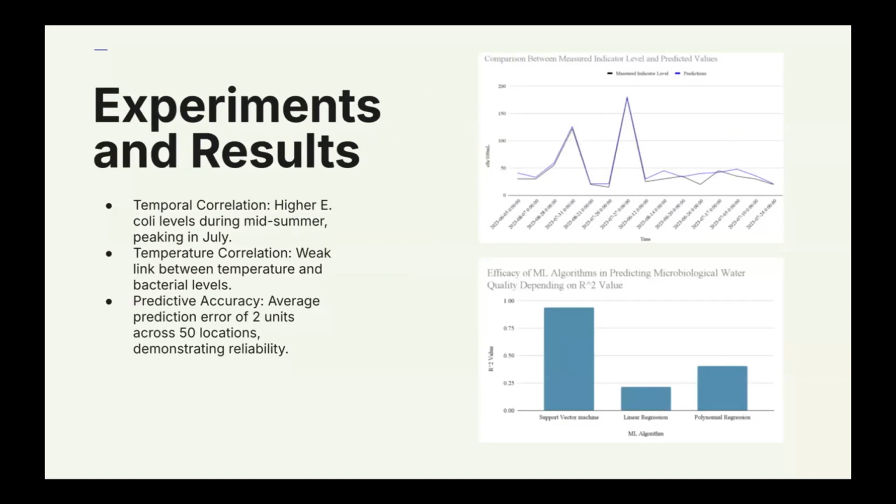Before I move on, I want to talk about 2 other experiments that we did. So as you can see on the graph on the right, we also did several experiments that tested which algorithm works best for our application. So which algorithm returned the highest results for E. coli, or I should say the most reliable. And we tested between linear regression, polynomial regression, and the support vector machine. And we could see that the support vector machine was very accurate in predicting the E. coli levels, much more so than linear and polynomial.